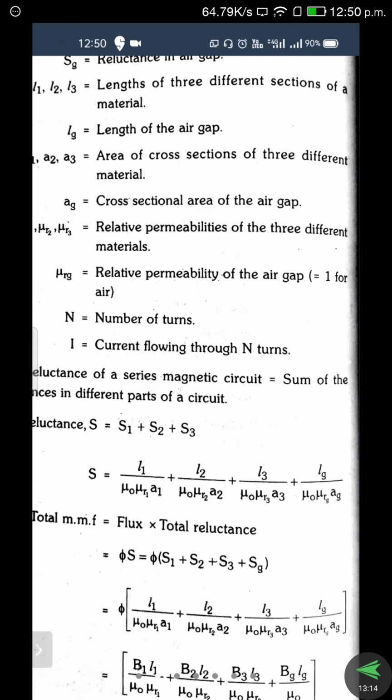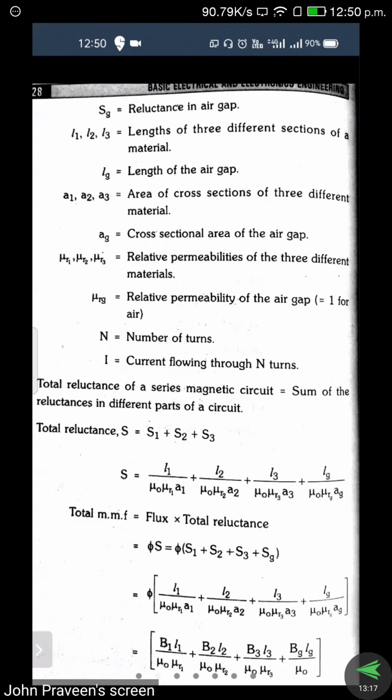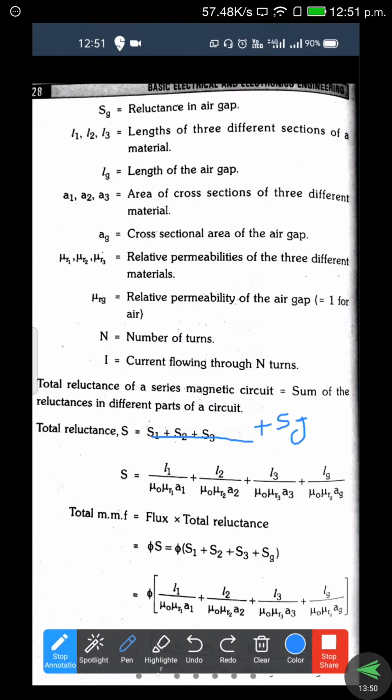But already we know the total MMF. So flux is equal to MMF by reluctance. We just reverse the formula because we don't know the MMF value. For example, if you want to find the MMF value, we can utilize it: phi is equal to MMF by reluctance. That formula can be changed to total MMF is equal to flux into total reluctance. Flux is phi, and total reluctance is S.